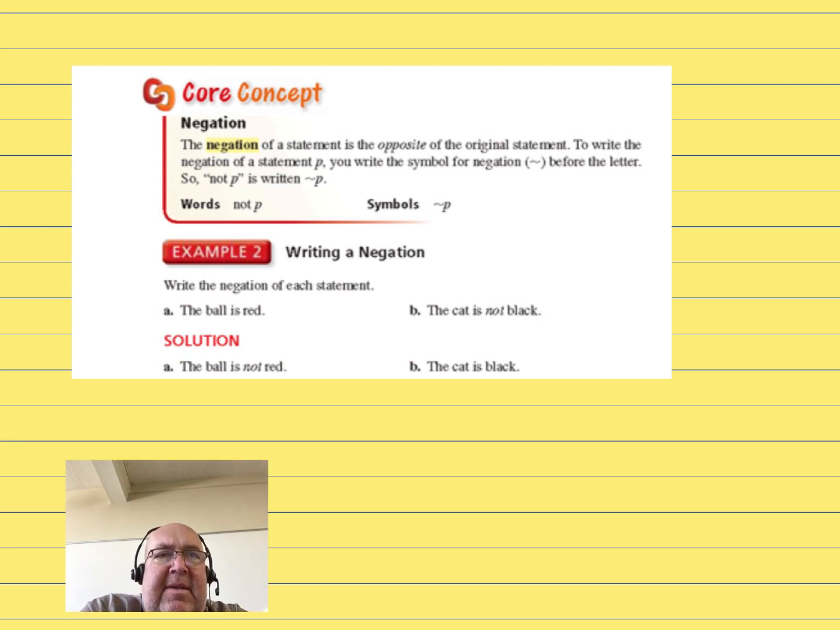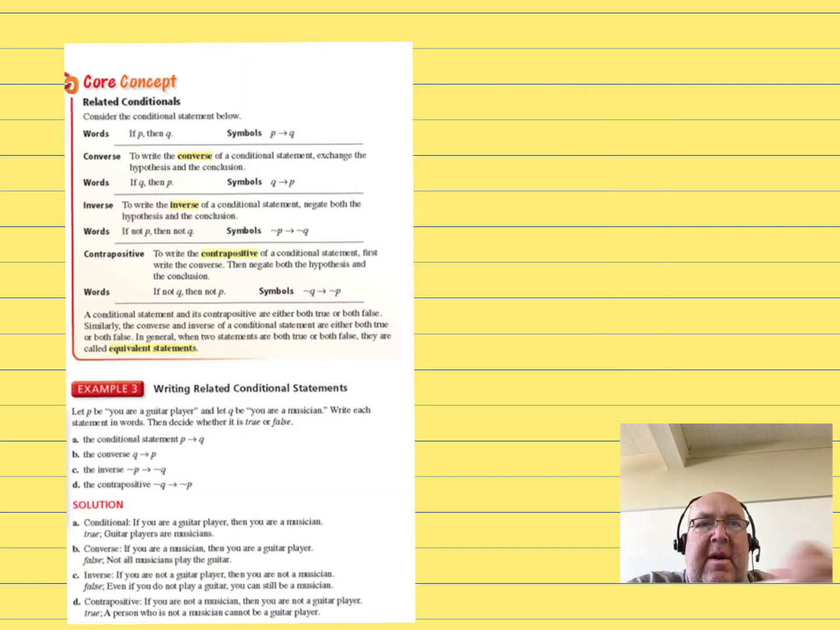The opposite is called a negation. So it's the opposite of an original statement. So we write it. If you look at "the ball is red," "the ball is not red" would be a negation. And you can do it the same way. If the cat is not black, the negation would be the cat is black. So different ways we can represent things.